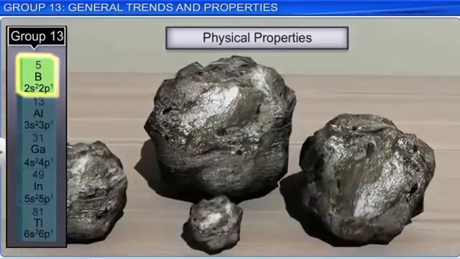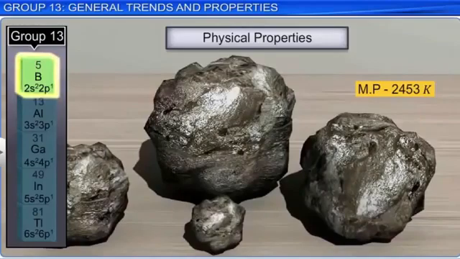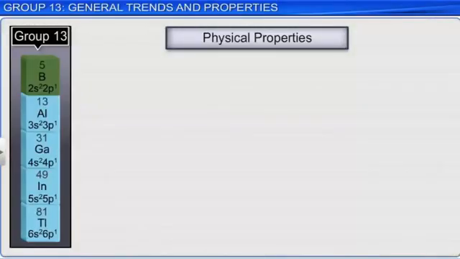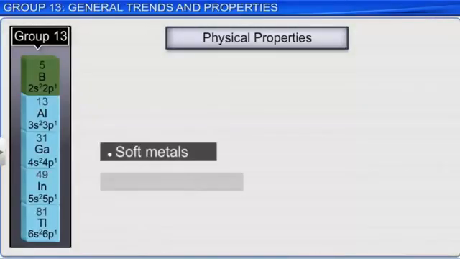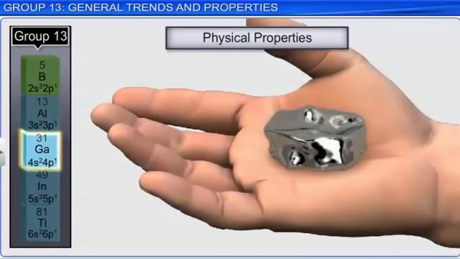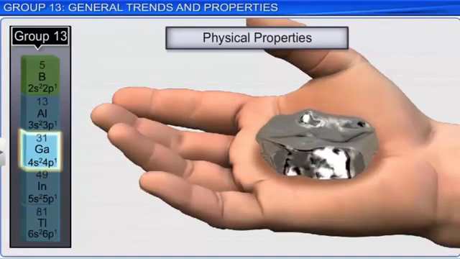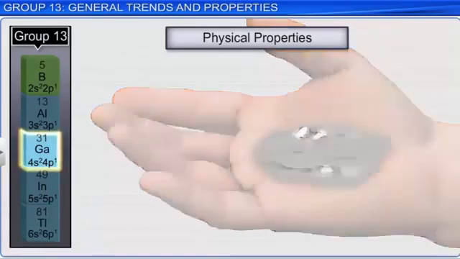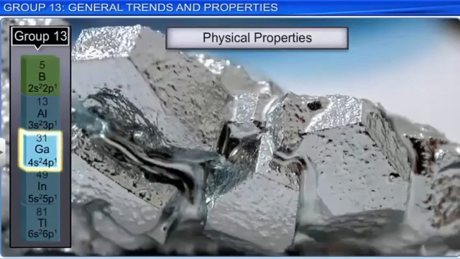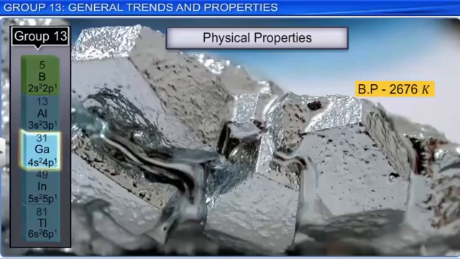Boron has a high melting point, 2453 Kelvin, due to its strong crystal lattice. The other members of the family are soft metals, with low melting points. The melting point of gallium is only 303 Kelvin, low enough to melt in the palm of your hand. Gallium's boiling point is very high, 2676 Kelvin, making it very useful for measuring high temperatures.